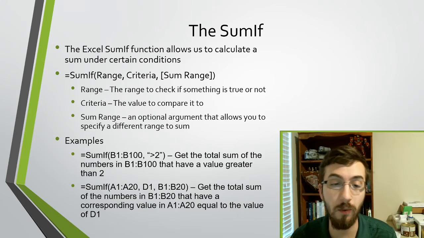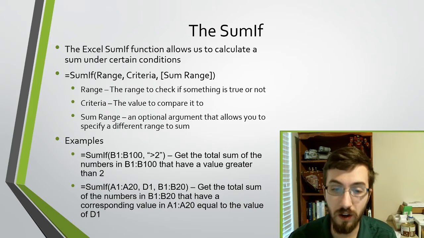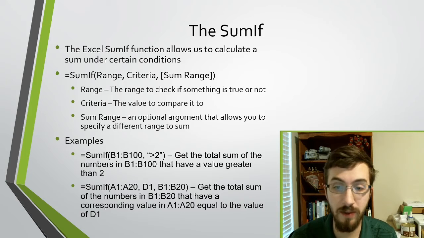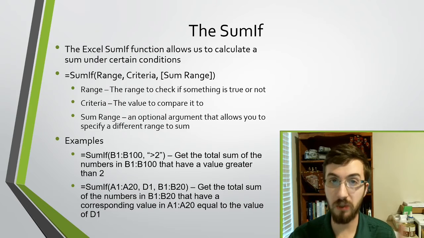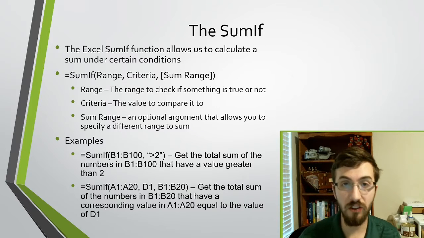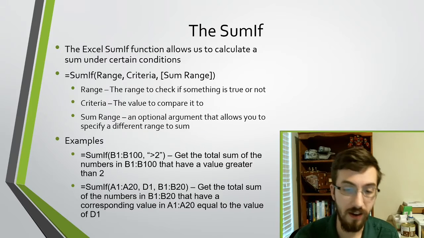Now let's look at the second one: SumIf(A1:A20, D1, B1:B20). This says get the total sum of the numbers in the sum range, which is B1 to B20, that have a corresponding value in A1 to A20 equal to the value of D1.